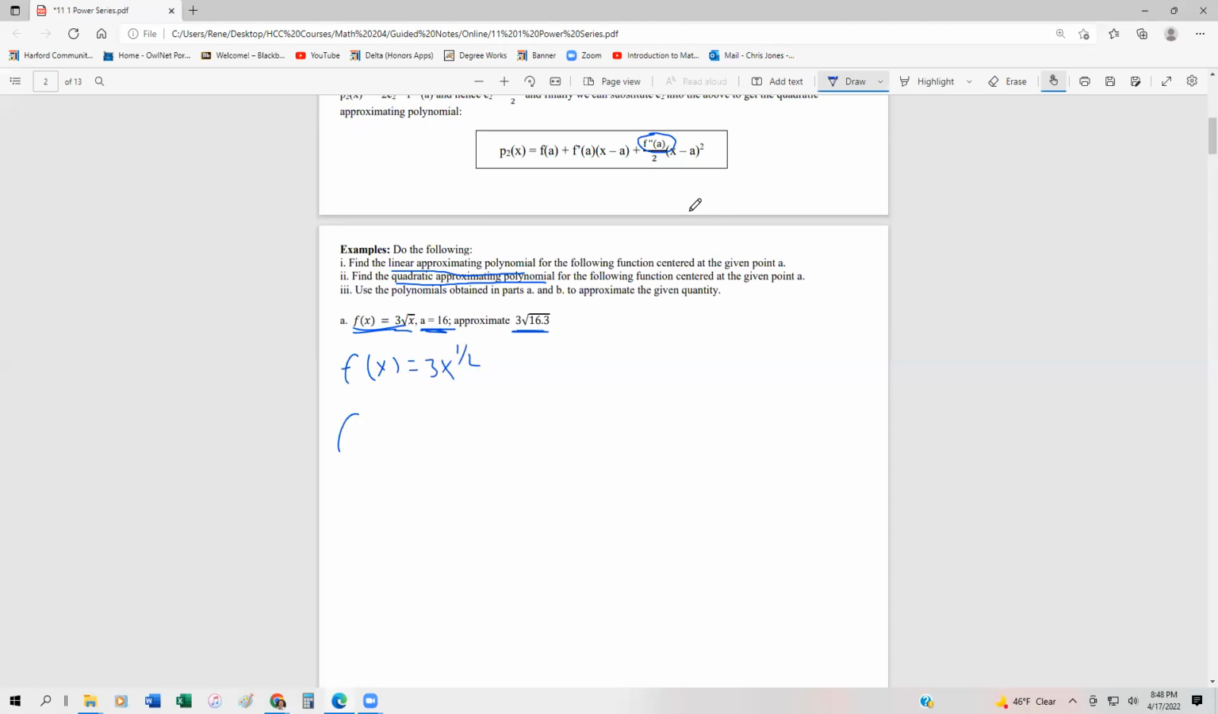The first derivative is going to be equal to 3/2 x to the minus 1/2, which is the same as 3 over 2 roots of x, right? And then f double prime of x is going to be equal to negative 3/4 x to the minus 3/2. Or another way to write that is negative 3 over 4 square roots of x cubed.